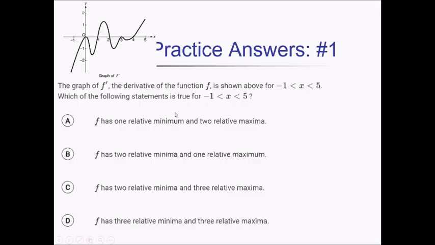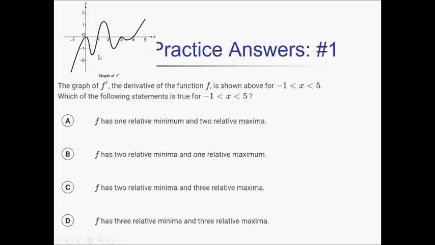On this problem, we're given f prime, the derivative of some function, and we want to know which statement is true. So all of these statements are talking about how many relative mins and maxes the original function has. To figure that out, we need to look at the sign changes of the derivative.